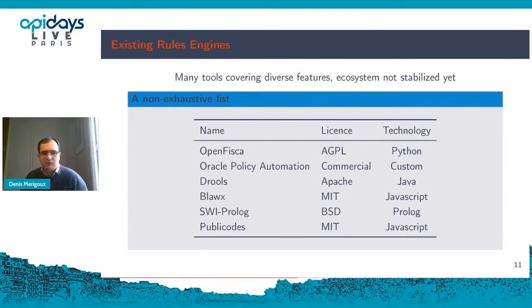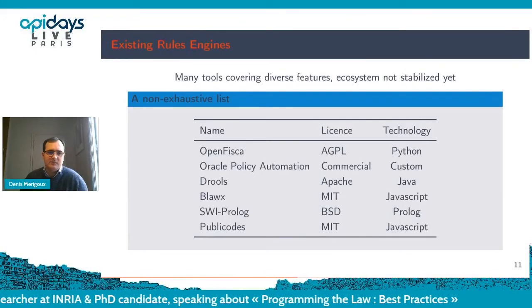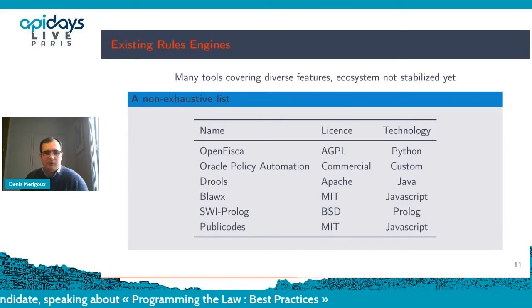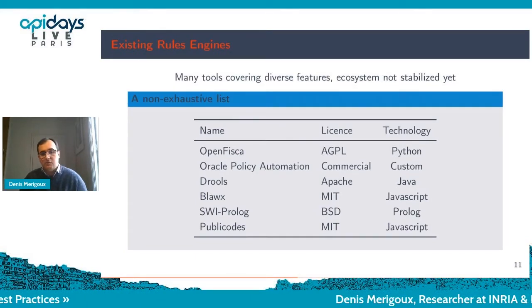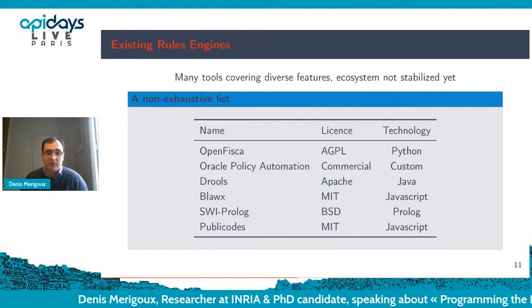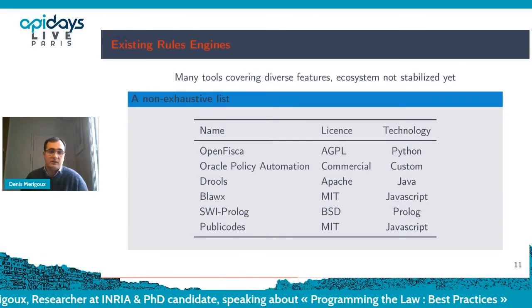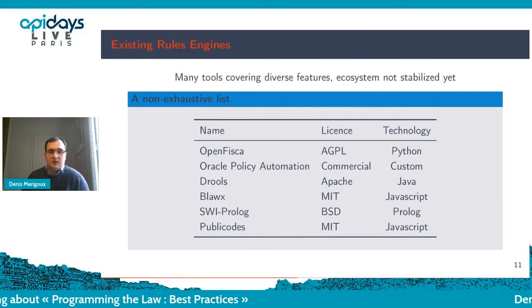OpenFisca is a Python framework to do microsimulation. It performs reasonably well, and I think it's the most advanced of the open source tools, apart from Drools, of course, which has been around for a long time as a business rule management system, which is kind of a close parent to legal expert systems frameworks, right? But you have others based on JavaScript. There's a lot of things around JavaScript, right? Because it's usually embedded in web apps. But you can also venture into logic programming with, for instance, the SWI-Prolog implementation, because Prolog is quite adapted to formalizing these kinds of things, because it's a high-level declarative logic programming language.